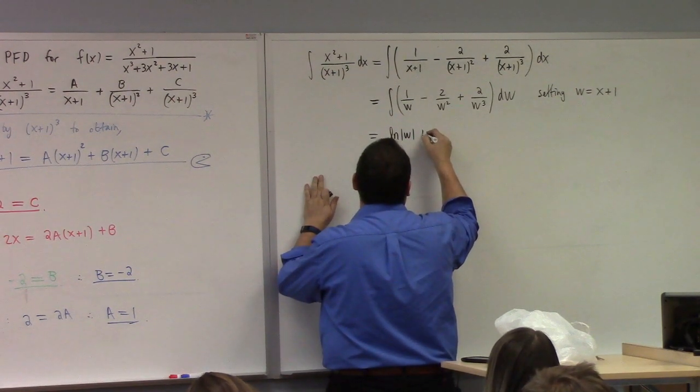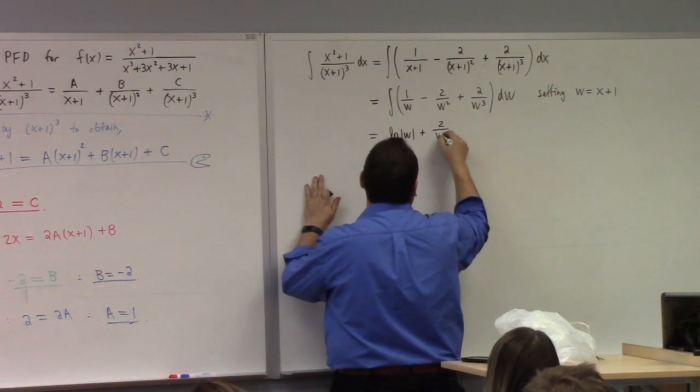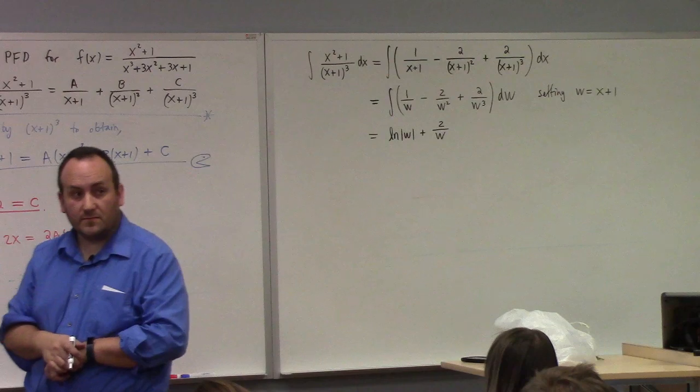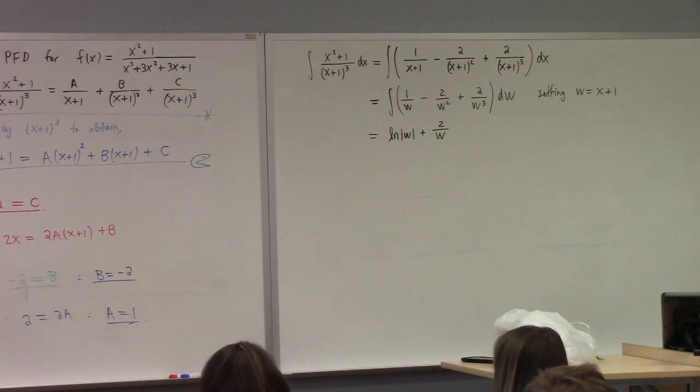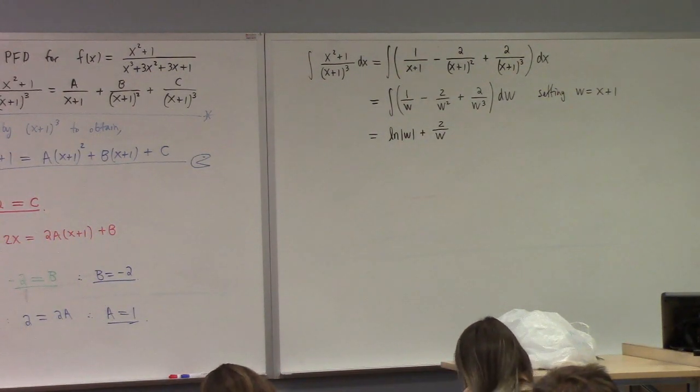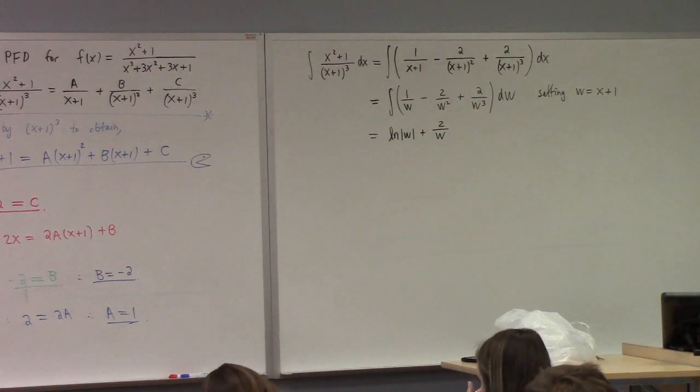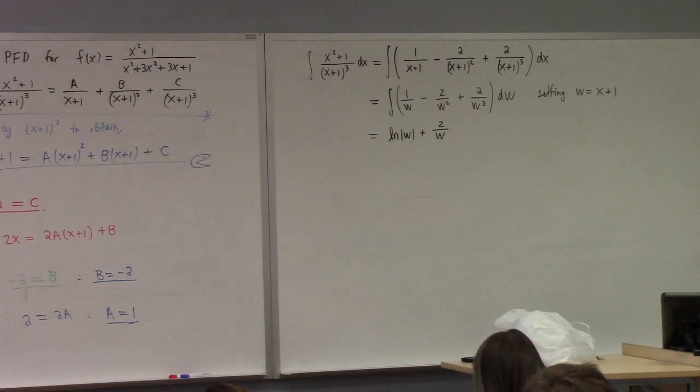Well, plus 2 over w, right? Because the integral of 1 over w squared is minus 1 over w. So the 2 rides along and the minuses cancel. If you don't believe me, differentiate 2 over w. What does it give you? It gives you minus 2 over w squared, which was what we were anti-differentiating.